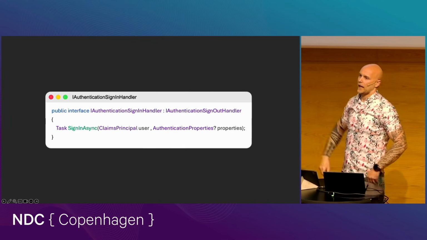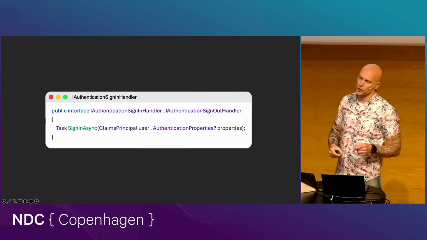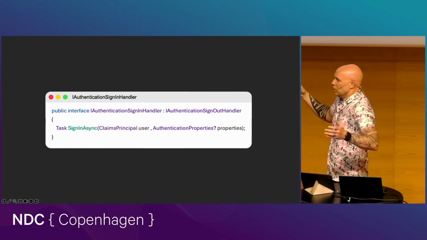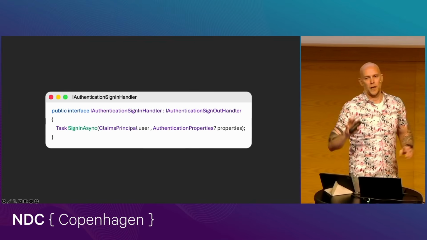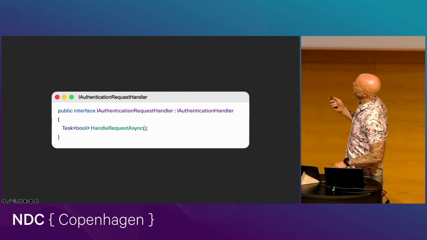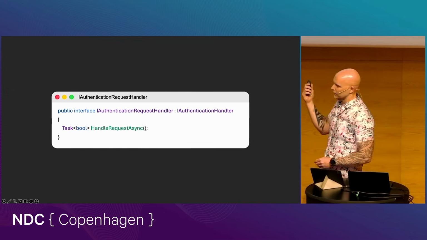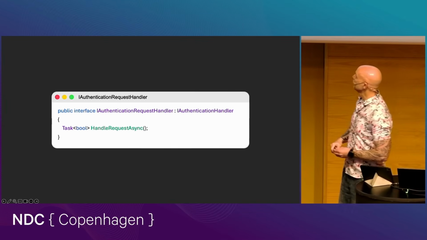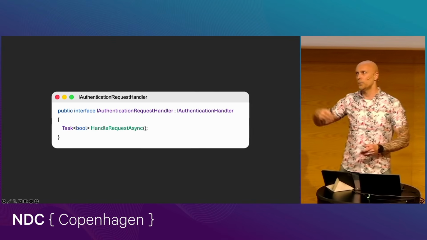Then you get the sign-in handler, and that basically gives you the entire surface. So yes, if you want to do a full-on authentication handler that supports all the features, you need to implement 6 methods. That's it. That's the entire thing. And then there's this weird last interface called authentication request handler, which implements authentication handler, has a handle request async method that returns bool, and that is for third-party authentication.